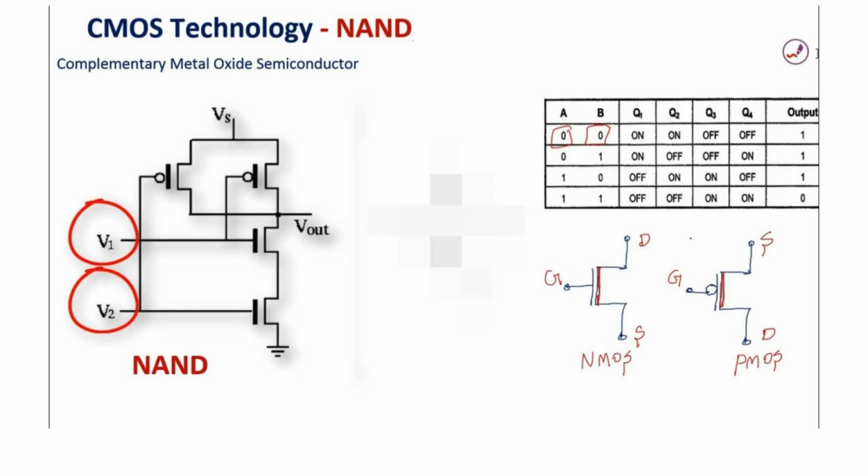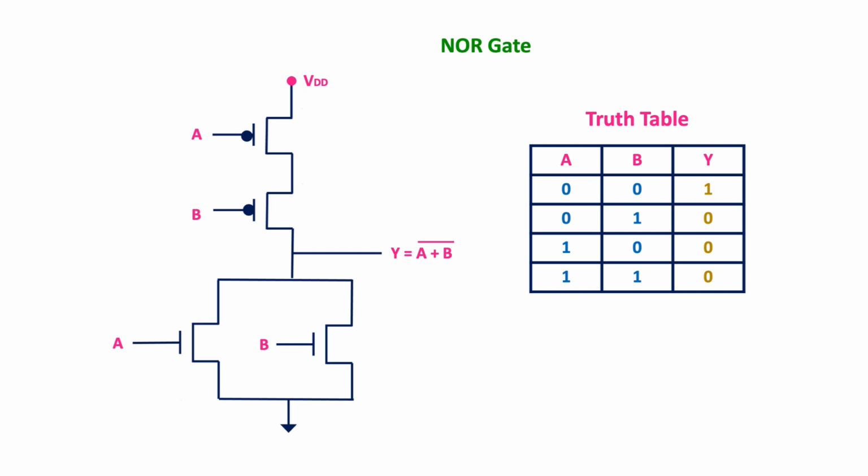Then the NAND gate. This is the CMOS structure of a NAND gate, where the two PMOS are at the top and the NMOS at the bottom. PMOS is in parallel and NMOS is in series. If the input is 0 0, then the output will be high. If the input is 1 1, then the output will be 0.